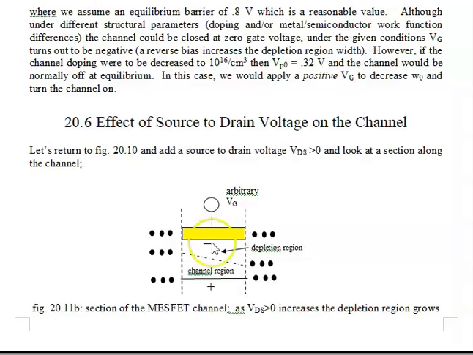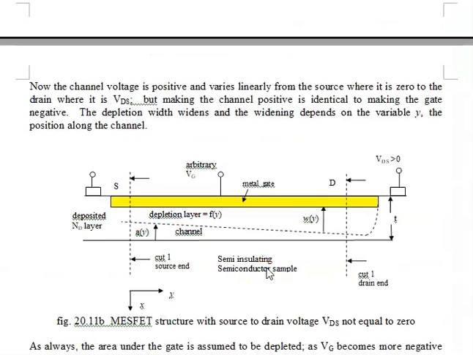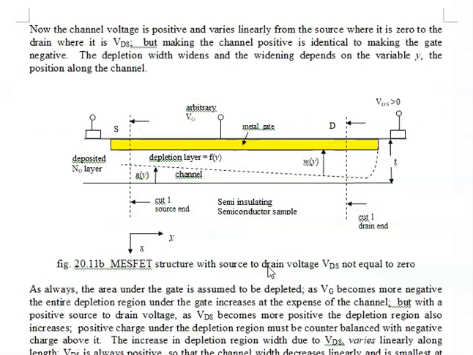So what happens is the depletion region widens, but here's the important point. The widening is now a function of Y. So this direction from left to right, I probably should have put an arrow here. This is the Y direction. So now the widening is a function of the position along the channel. And that is represented here in this diagram.